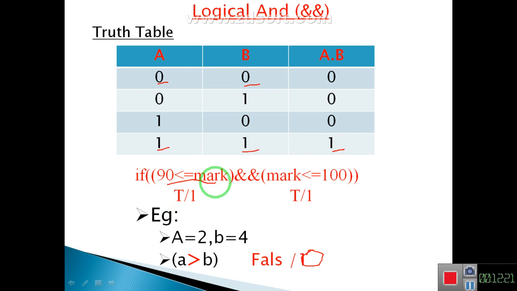That means, if the person scored a mark that is 90 or above, the first condition is true. Then the person's mark is less than or equal to 100, so both conditions are true. For example, if I provide the mark 92, it is greater compared with 90, and similarly it is lesser compared with 100. So both are generating 1. So both values are 1, then the answer is 1.